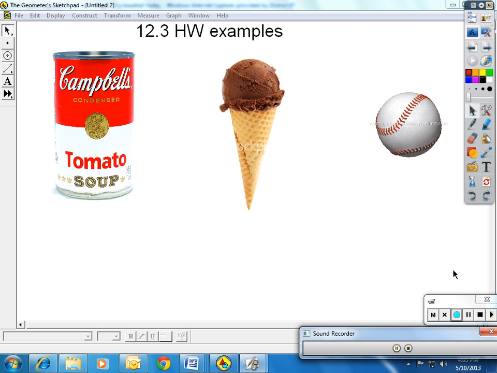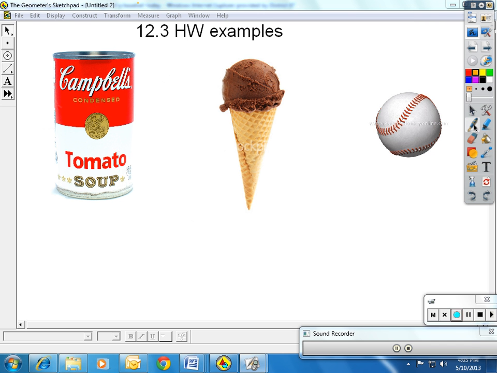I have a few homework examples prepared in section 12.3. There are three-dimensional figures that you will be solving for. One is the can, or the cylinder, which is the soup can here. The other, the cone, and then a sphere. Shown a few objects there. Obviously, you're well aware of these figures, that they're very common in our products that we see every day.